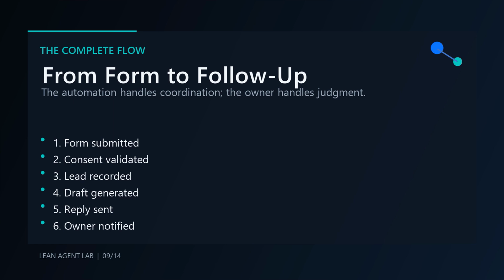Add a stop condition so a repeated webhook cannot send the same message twice. Add an error branch that marks the row for manual review instead of silently failing. The automation coordinates the routine steps. The human remains responsible for judgment, pricing, commitments, and the actual customer relationship.